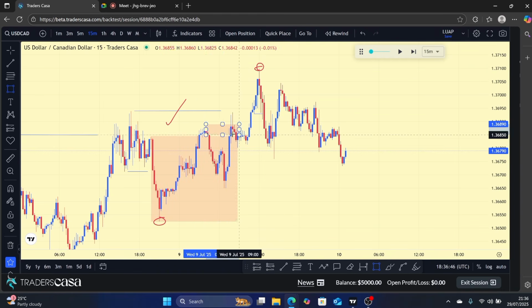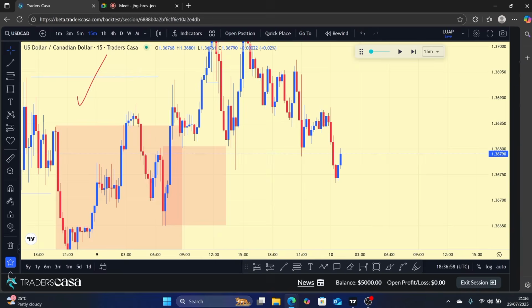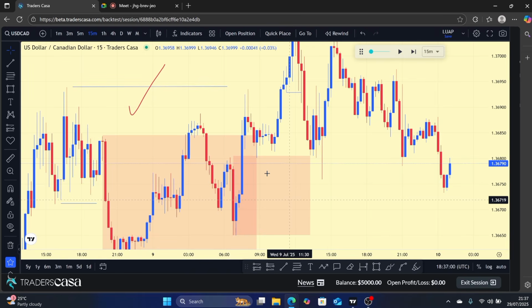All right, so that's not the correct order flow. The correct order flow is this one. The reason why that's the correct order flow is, all right, let me zoom again. Here, you can clearly see that this one here is a valid pullback. Let me use the path.